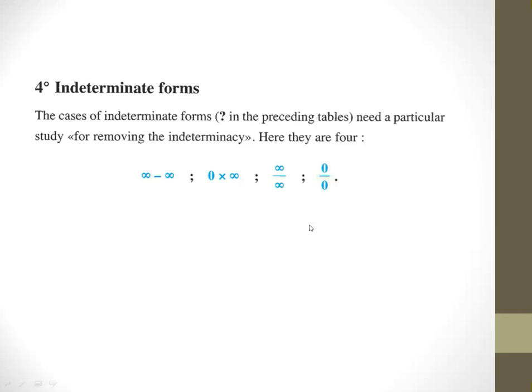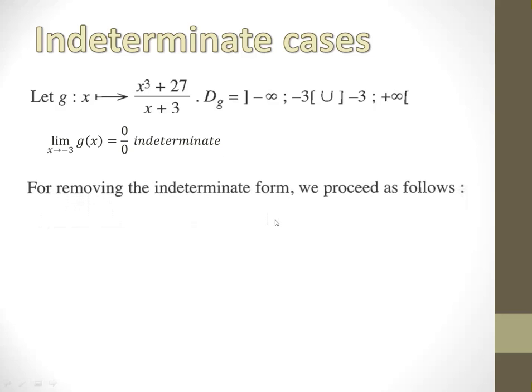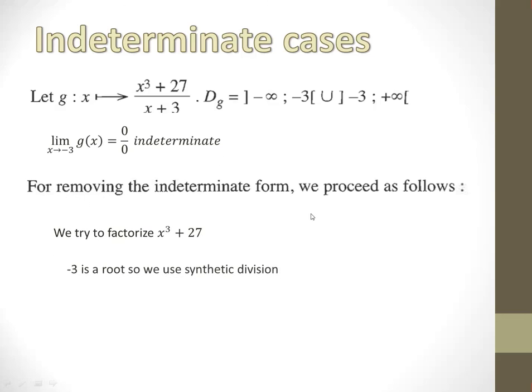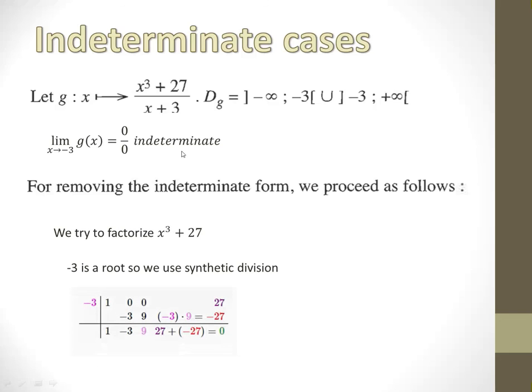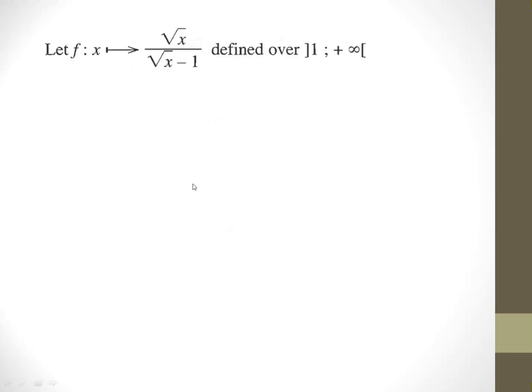Hello, we'll make a quick revision about what we should do to the function if we have infinity over infinity or 0 over 0. In this case, when we write the limit of g of x as x tends to minus 3, if we substitute minus 3 up and down, we get 0 over 0, indeterminate. So in most of the cases, we must factorize. If we factorize the numerator x cubed plus 27 by synthetic division, which we took before, it will be x plus 3 times x squared plus 9 minus 3x. So we simplify and we get this polynomial, and we get 27.